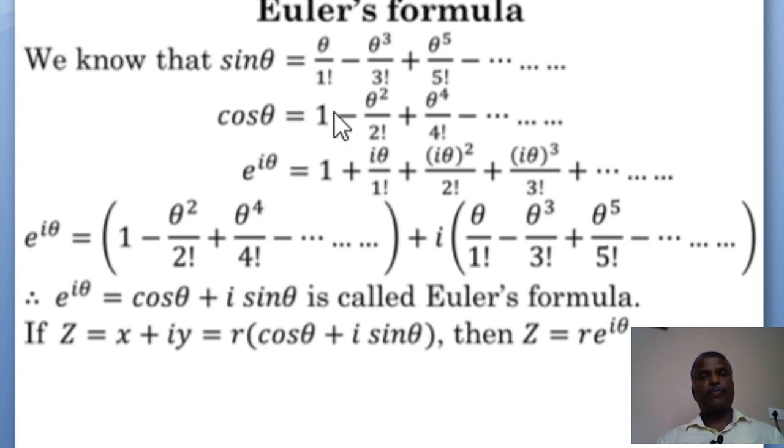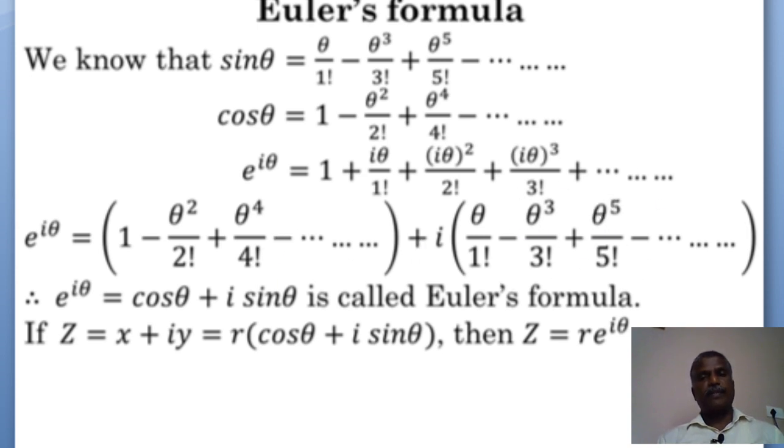So you have to regroup, rearrange the even terms and odd terms, real parts and imaginary parts. We get e to the power i theta is equal to 1 minus theta square by 2 factorial plus theta to the power 4 by 4 factorial minus plus etc., plus i into theta by 1 factorial minus theta cube by 3 factorial plus theta to the power 5 by 5 factorial minus plus etc. So the first part is cos theta and the second part is sin theta.